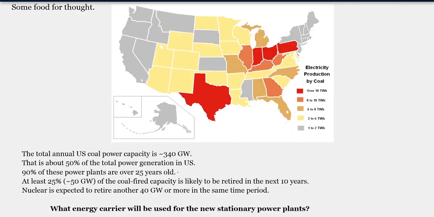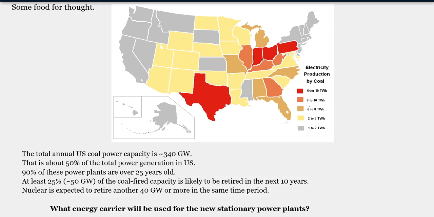Next, I want to give you some food for thought. We're still going to keep working on this problem. We're still going to keep looking at the numbers. But before we do this, I want you to think about some of the power issues that we face in the United States and abroad. What you're looking at here is a diagram of where the electricity production is by coal within the United States. And we're looking at terawatt hours here in this figure.